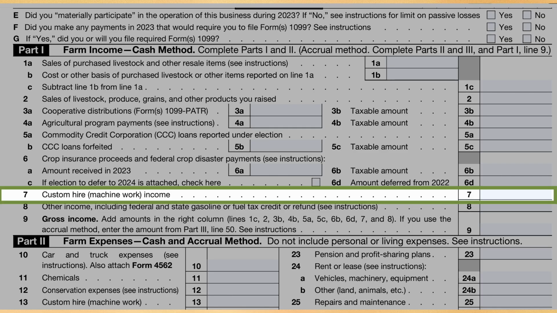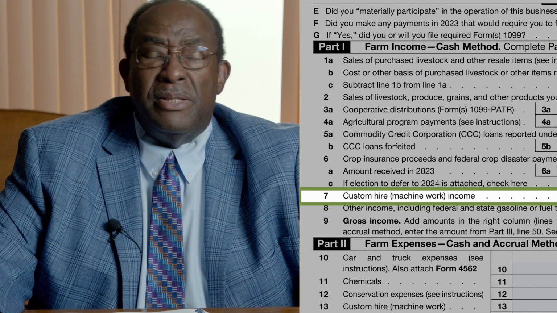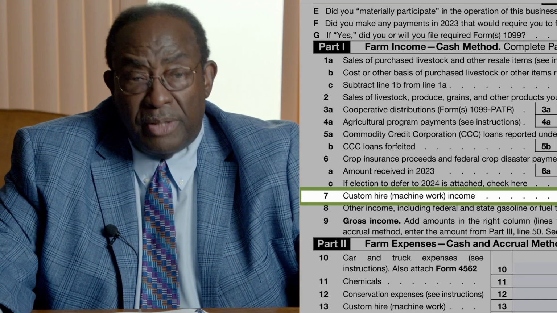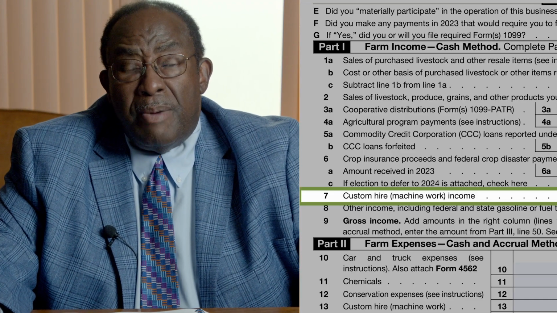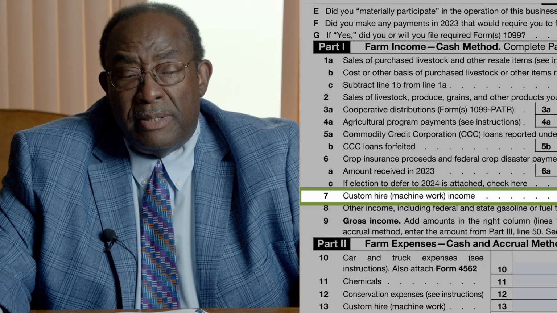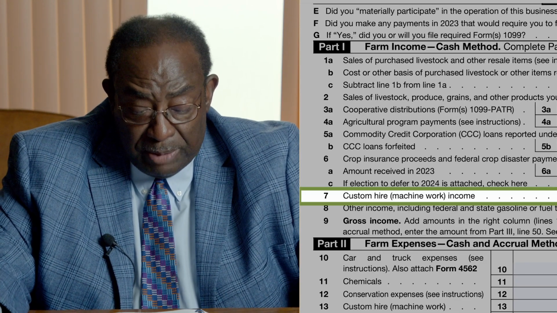Line 7, custom hire. Now that's not for folks that work for you, that's for folks that you work for. If you own a combine and you cut somebody else's beans, or you own whatever equipment you use for someone else, that's income for your farm, but that's not direct income as a production. That's not production income, so keep that in mind.